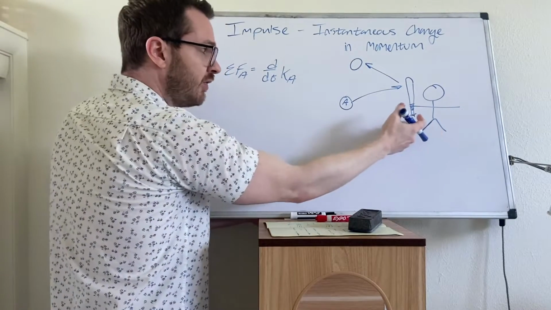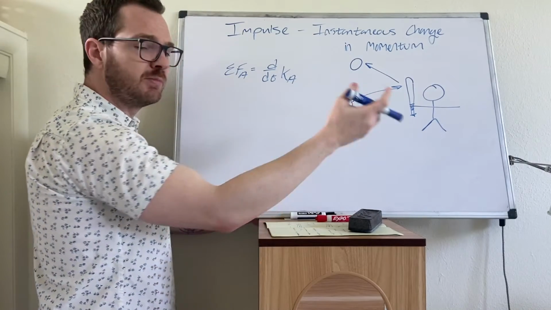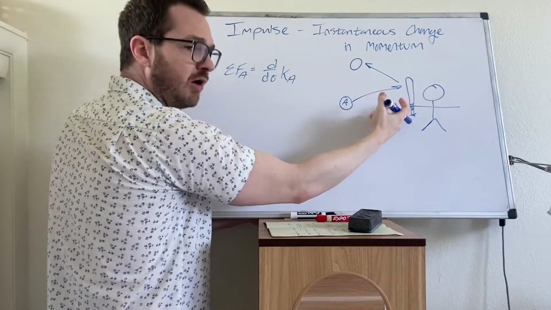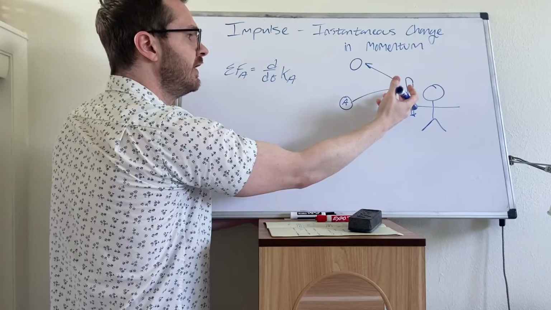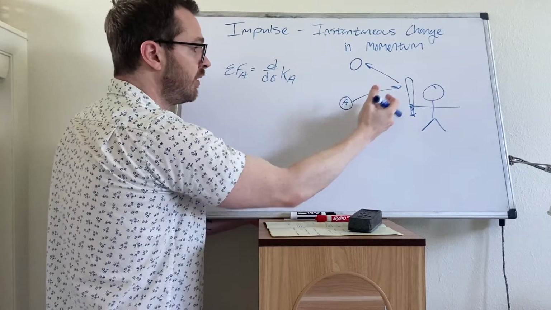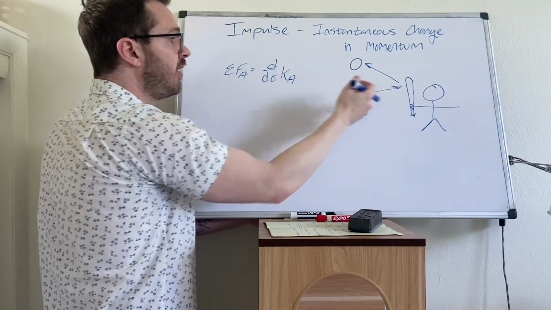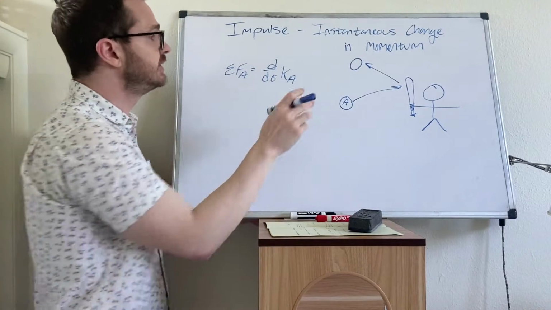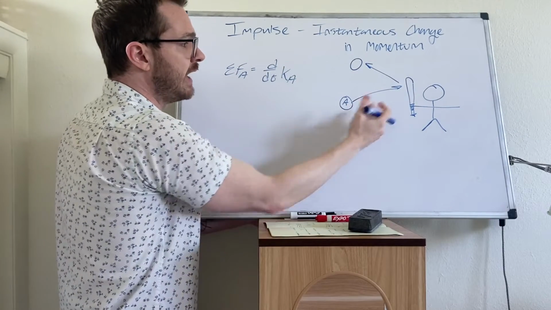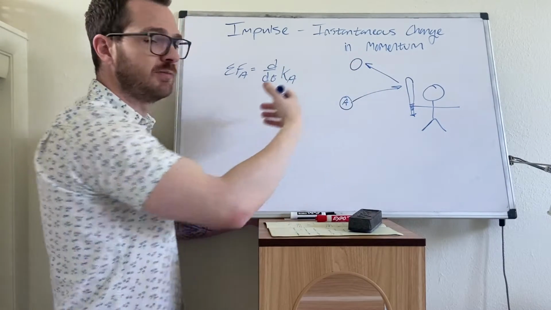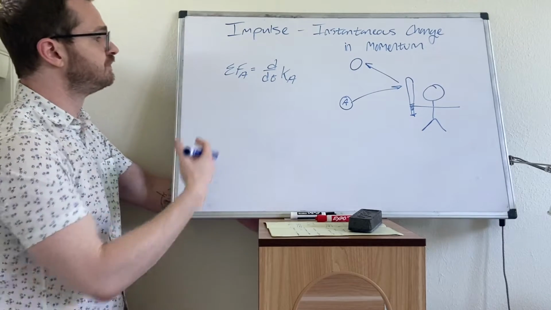We have a player with a bat. This could be baseball, it could be cricket. There is a ball pitched at them, they swing their bat, there is an impact event between the ball and the bat, and the ball experiences a very sudden change in its momentum. It had momentum in one direction, now it has momentum in the other direction.